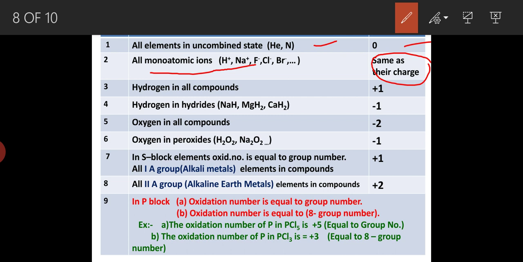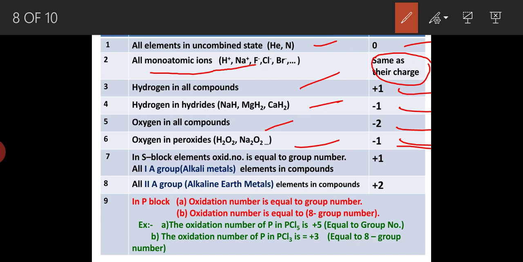Hydrogen in all compounds exhibits +1 oxidation state. But in metallic hydrides like sodium hydride, magnesium hydride, calcium hydride, etc., it exhibits -1 oxidation state. This is because the electronegativity of hydrogen is more than that of metals in their metallic hydrides. Oxygen in all compounds exhibits -2 oxidation state, but in the case of peroxides it exhibits -1 oxidation state. Examples: hydrogen peroxide, sodium peroxide, barium peroxide, etc. In all the peroxides, oxygen exhibits -1 oxidation number.